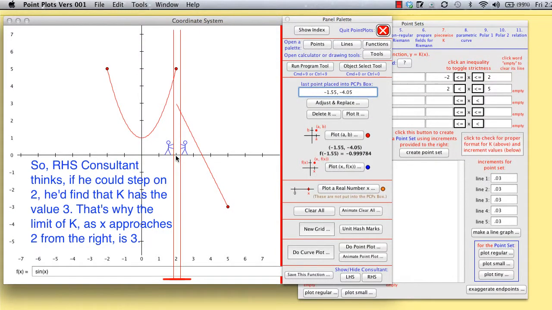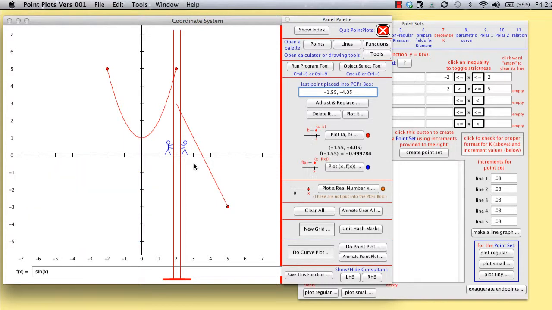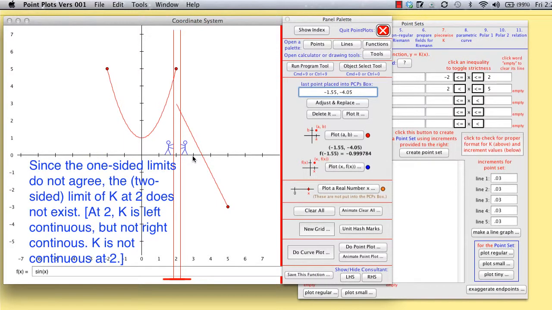Since the left and right limits do not agree, we say that the two-sided limit of k as x approaches 2 does not exist. We hope this little exercise has made you aware of how the use of those consultants can be a very powerful tool for teaching.